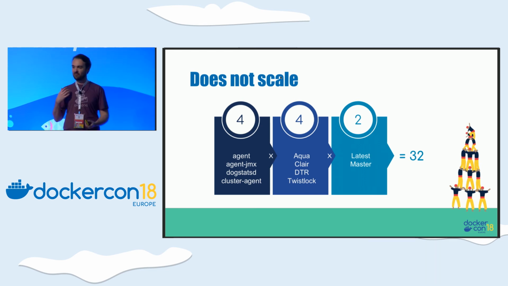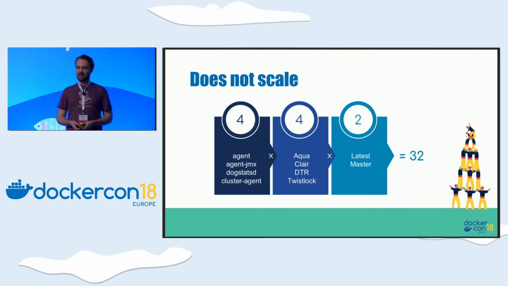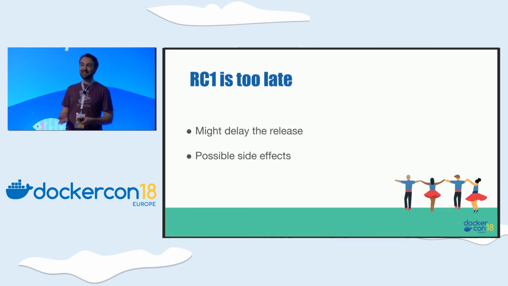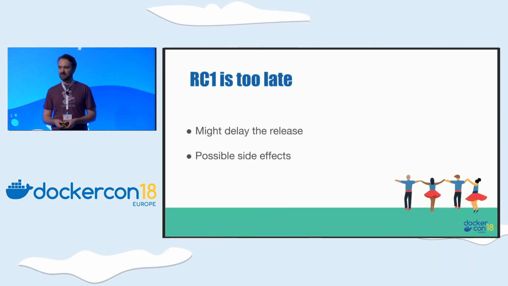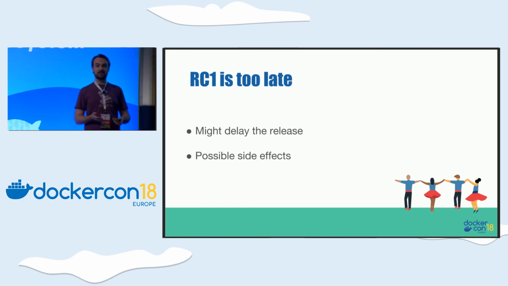They don't have the same format. They don't have the same terminology. So we said, yeah, that does not scale. And also, RC1 is pretty late in the production cycle. We release an agent every 6 weeks. So after 5 weeks of development, we freeze, build RC1, and then we target 1 week of QA.